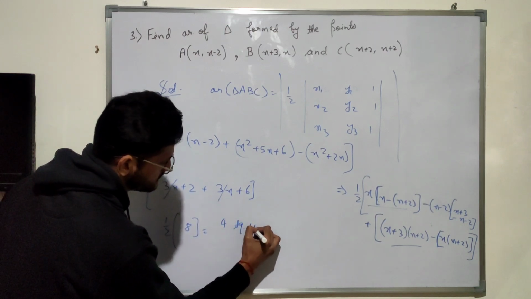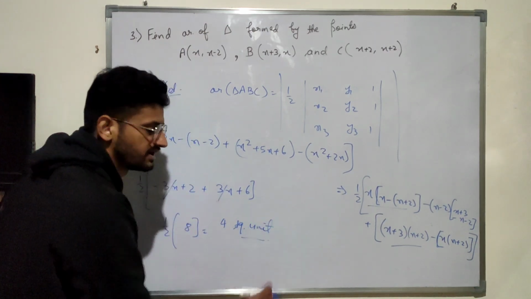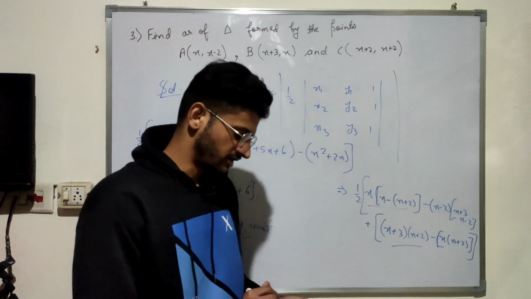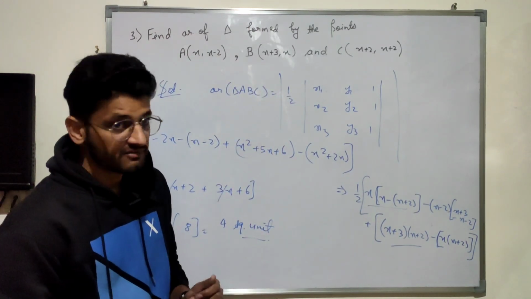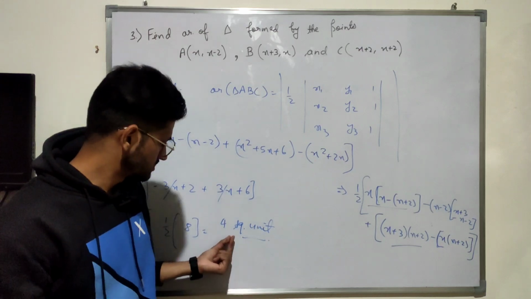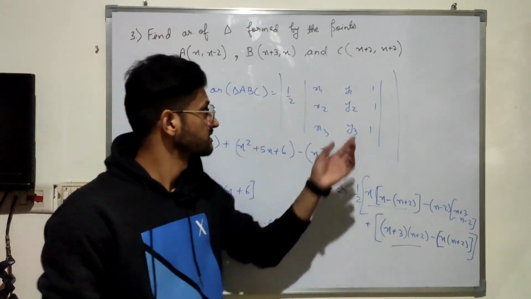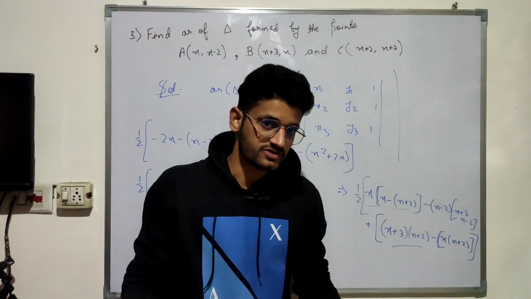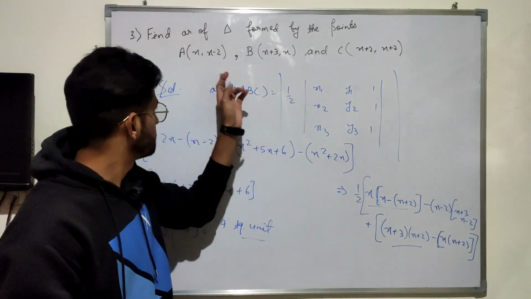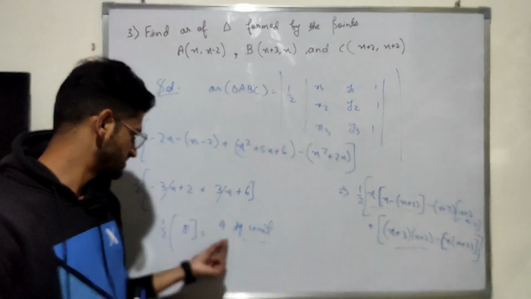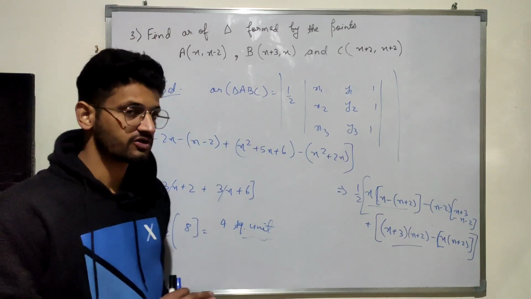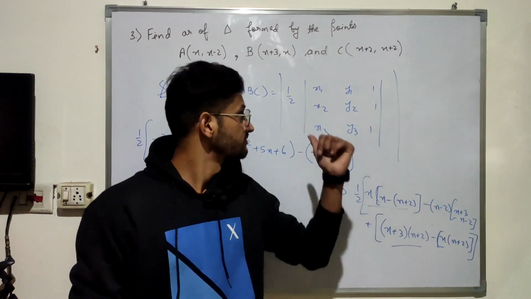So the result which we are getting is independent of x. It is not depending on the value of x. We can replace x with any value and we will get the same result, that is 4 square units. Suppose we give x any constant value, let's say 4. We replace x with 4 in all the coordinates provided, and we will get the same result, 4 square units. It is not going to change because it does not depend on the variable x.